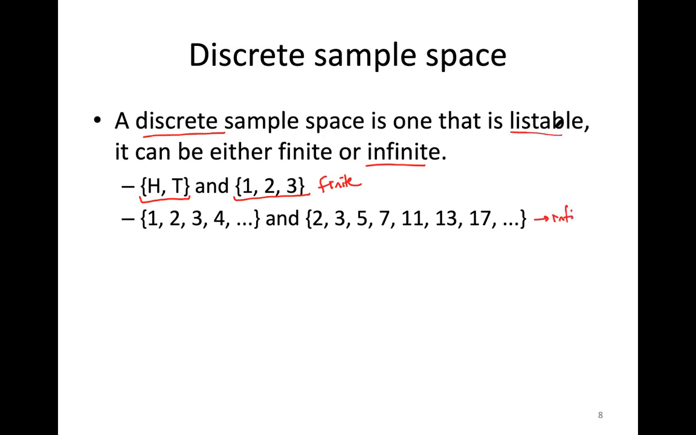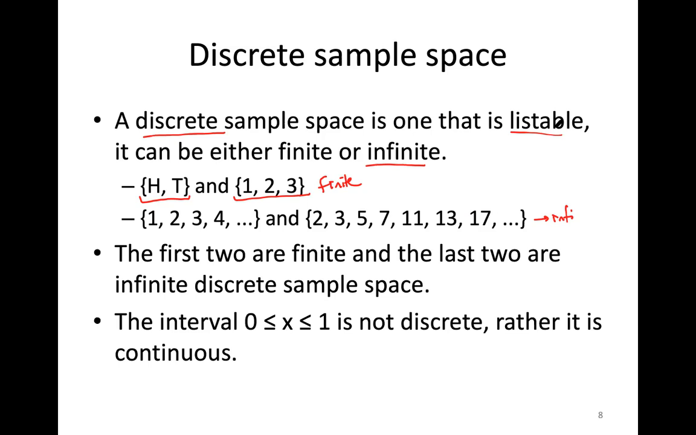I can list them. How many cars are passing? 100, 1,000. How many photons are hitting? 1 million. How many passengers are using this? 5 million a year. So these are listable things.